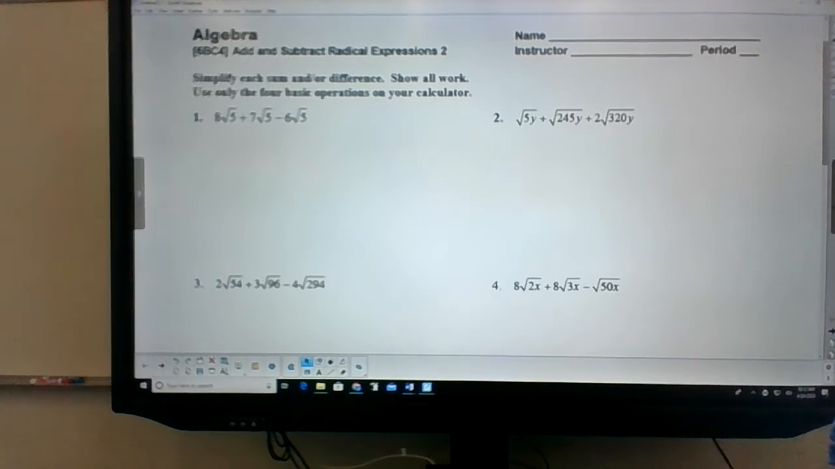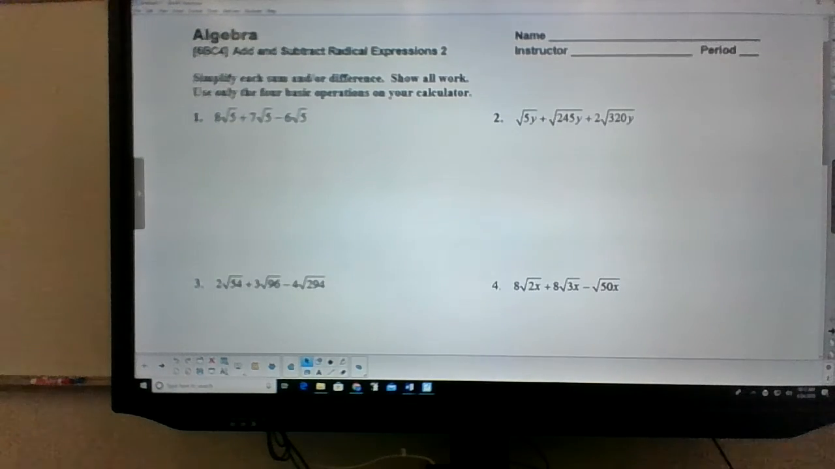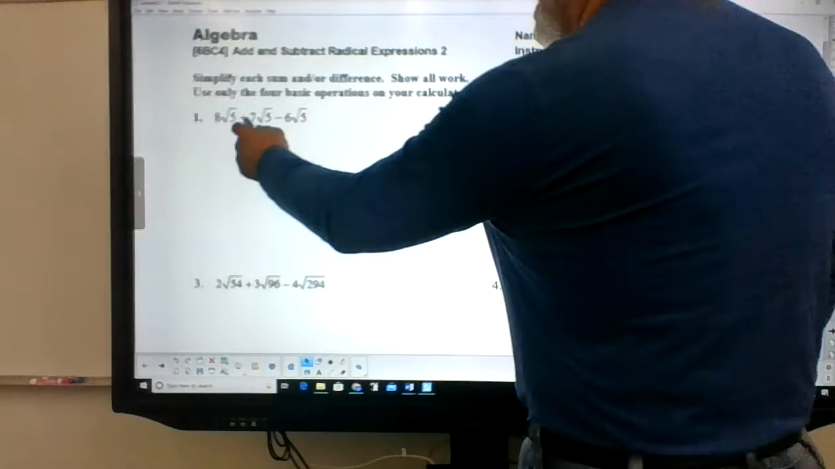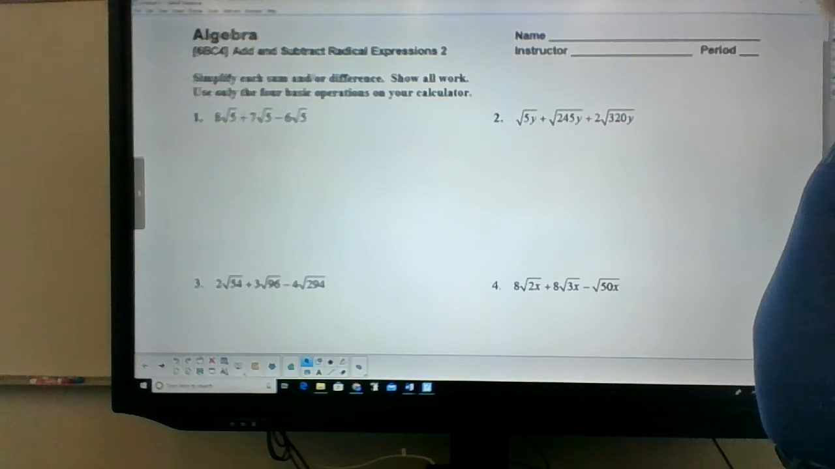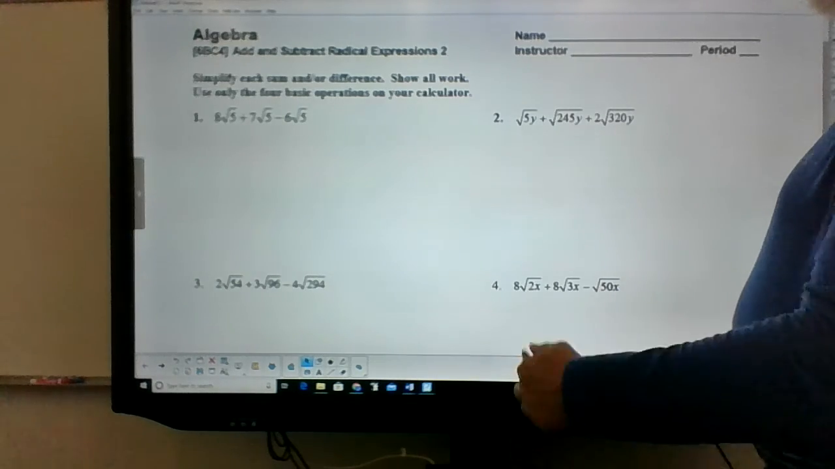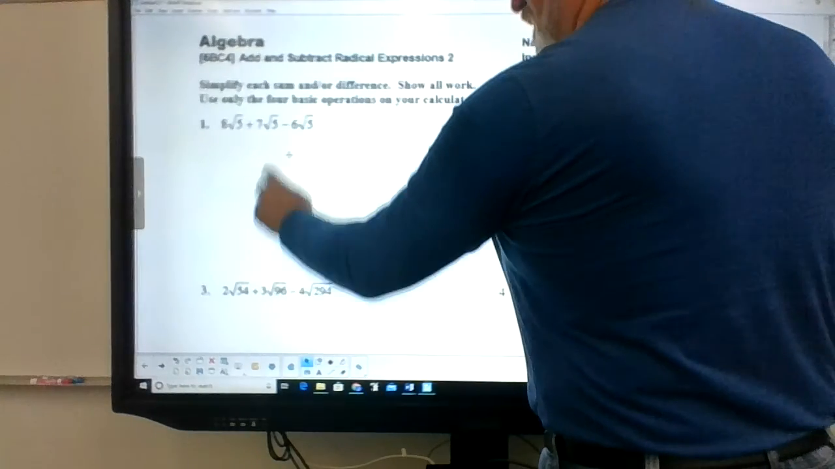And 6BC4, I want to do a couple of these problems. It's just basically a little bit longer problem. We throw some variables in here and whatnot. So let's just take a look here. It's really just combining radical 5s. 8 plus 7 is 15. 15 minus 6 is 9 radical 5.